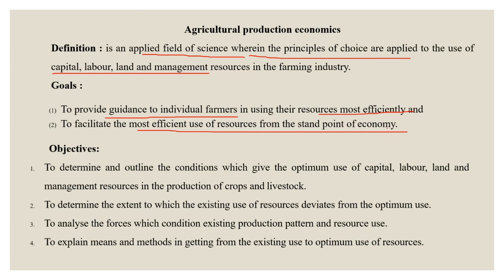Objectives. What are the objectives of agricultural production economics? To determine the conditions which give the optimum use of the factors, that is land, labor and management, in the production of crops and livestock.